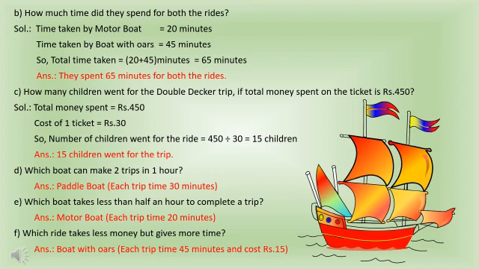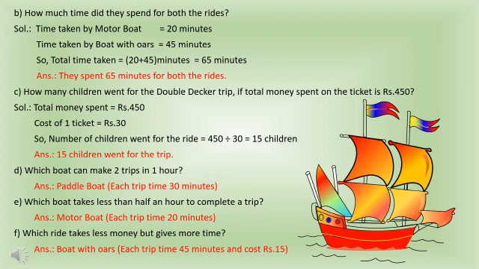Another question is here also. How many children went for the double-decker trip? If total money spent on the ticket is rupees 450. Solution. Total money spent for the trip is rupees 450 and cost of one ticket is rupees 30 each. So, number of children who went for the ride is equals to 450 divided by 30 is 15 children. So, 15 children went for the trip.